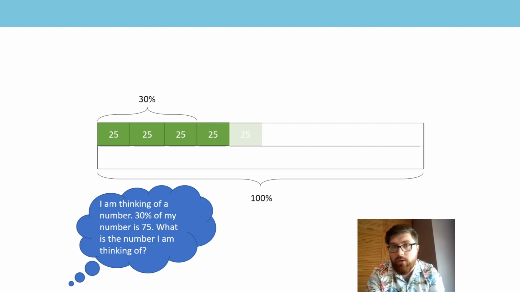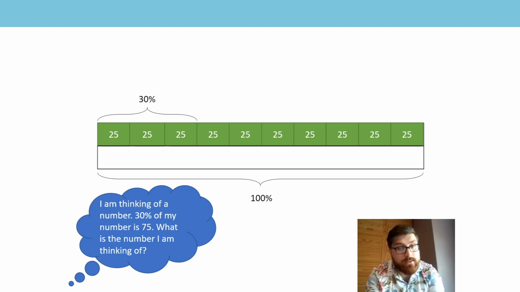Okay, so here are all my missing parts. Okay, so now I've got 10 lots of 25. I can easily multiply that 25 by 10. And the answer is, yeah, that's right. Of course, 250 is the correct answer. Okay, so when I was thinking of a number, the number I was thinking of was 250.